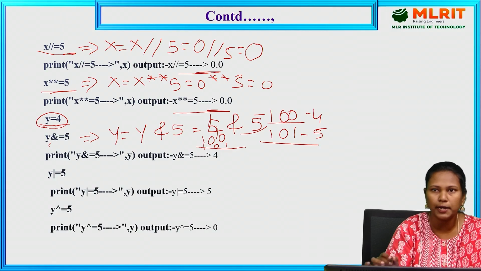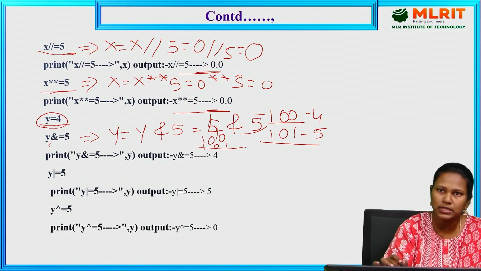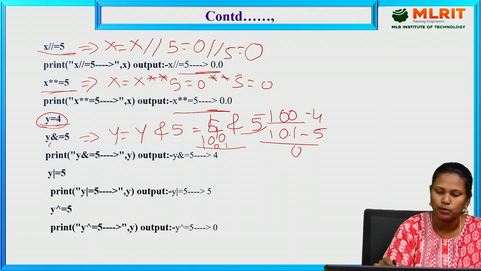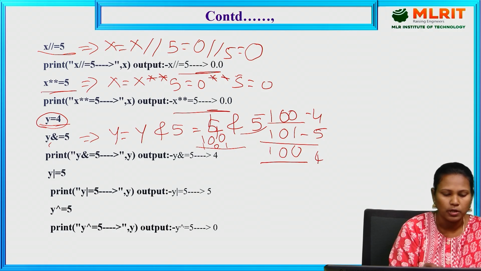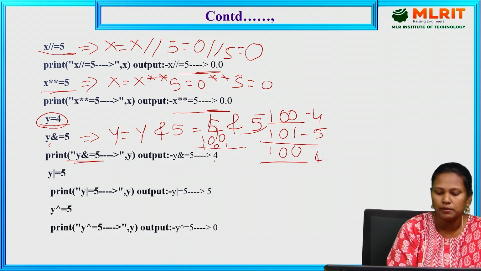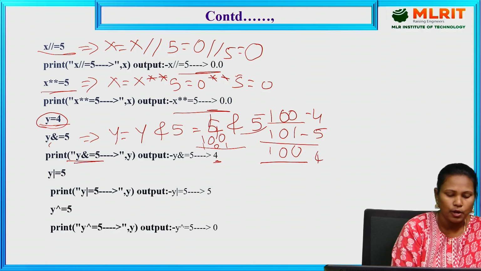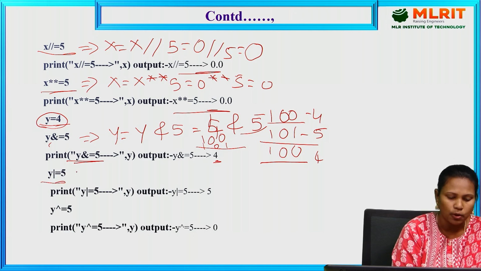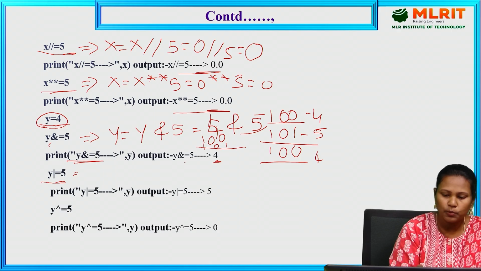We are performing the AND operation, which means if both the statements are true, it will be true. If one of the statements is false, it will be false. 0, 1 means 0. 0, 0 means 0. 1, 1 means 1. So the result is 4. We performed the AND operation and got 4. Now again y is equal to 4. This is the bitwise OR. Now the y is updated as 4.